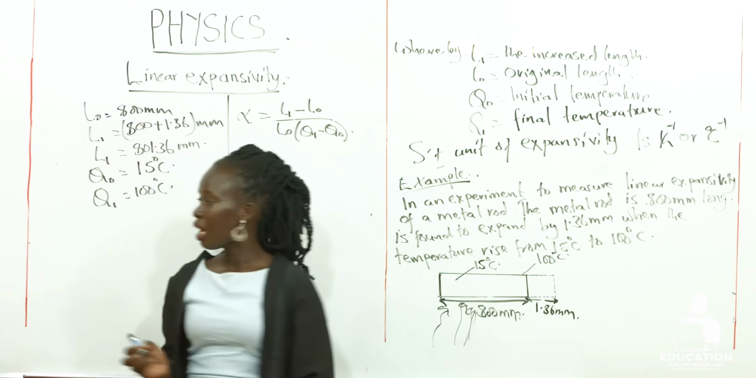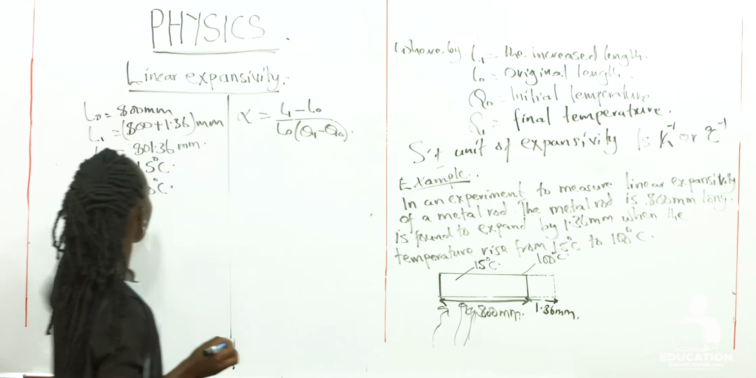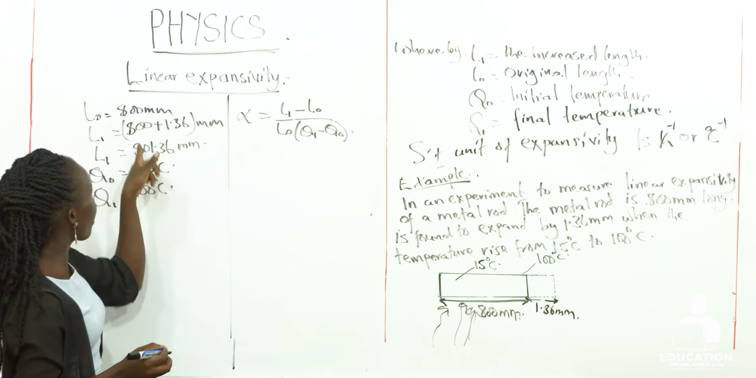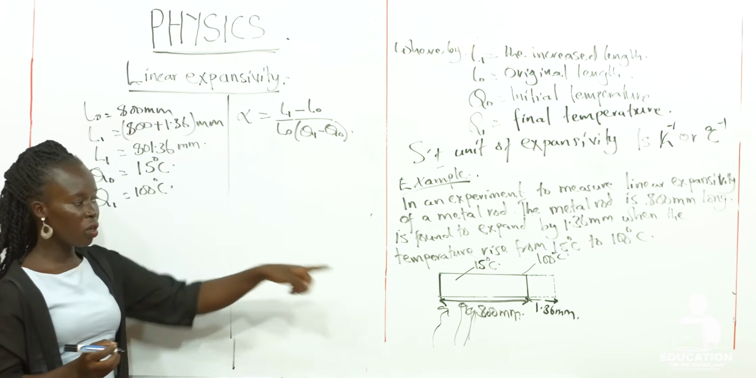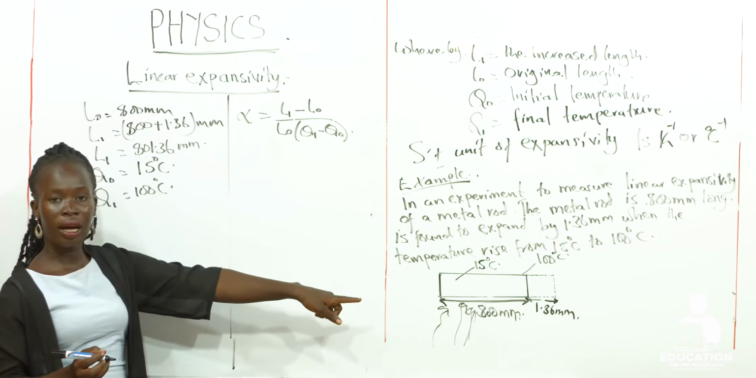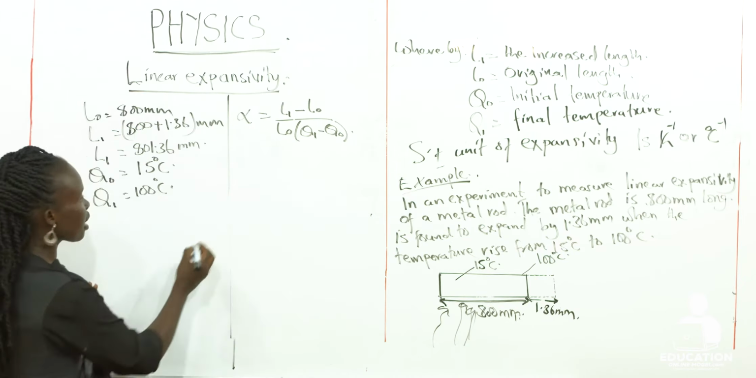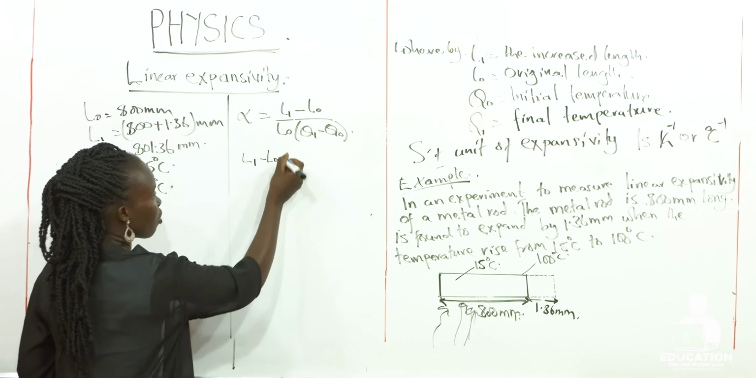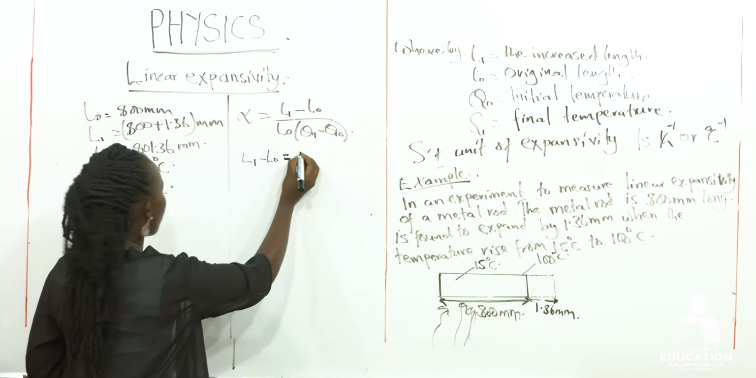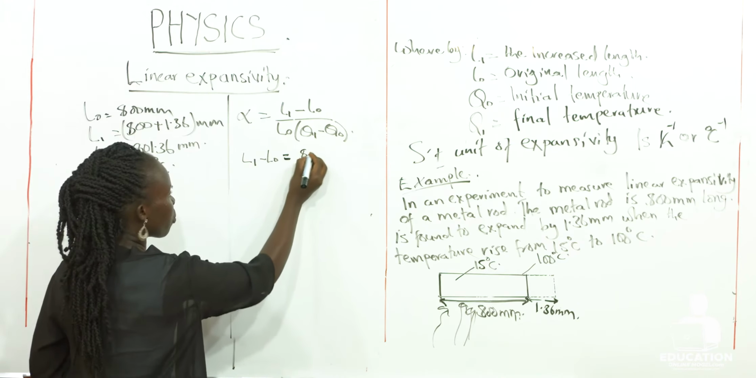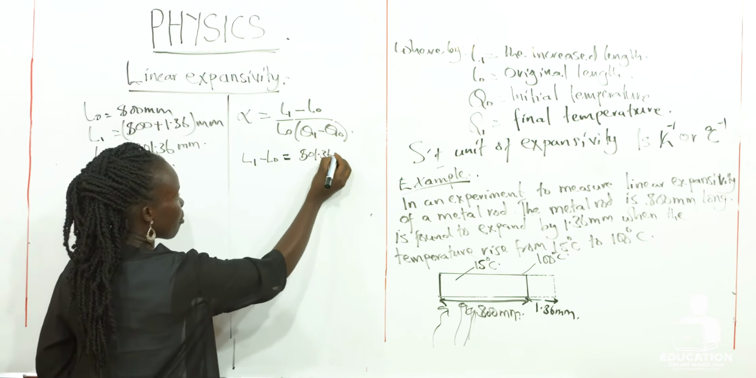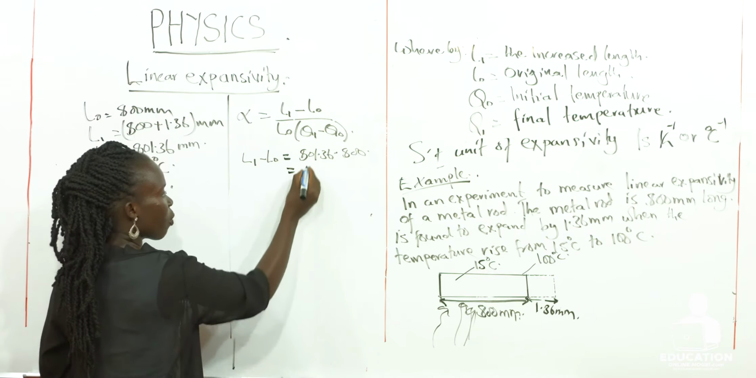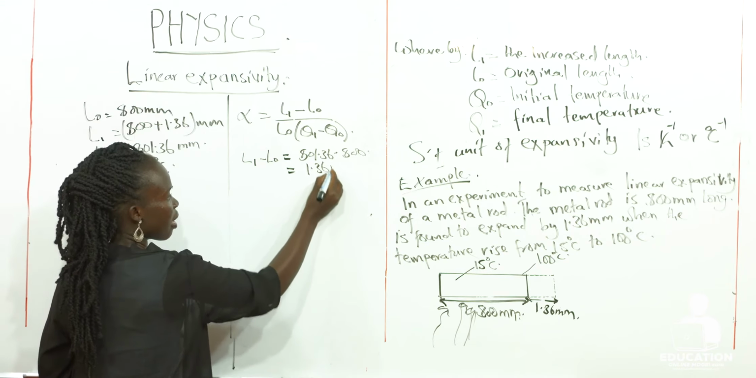So meaning that even though you add this, you get your L naught, your L1. Then you get your L1 minus L naught, you're still going to get 1.36. So meaning that our L1 minus L naught will be equal to 801.36 minus 800. So this will give us what? 1.36 millimeters.